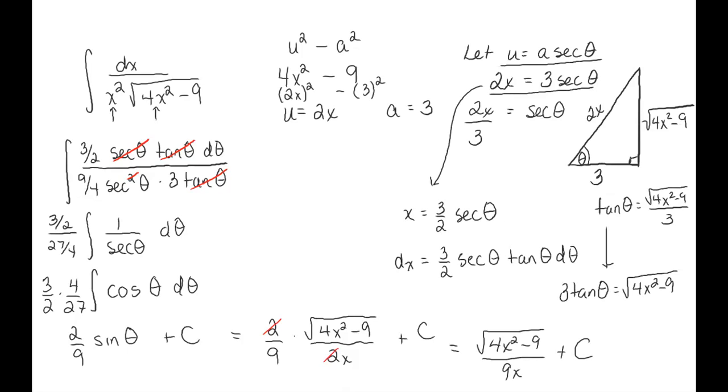Okay, so there we are. Square root of 4x squared minus 9 over 9x plus c. And a check should reveal that that's correct. Or looking into Mathematica should reveal that that's correct. Or doing that on your calculator should reveal that that's correct, depending on which calculator you have. And which problem was that one? That was number 8. That worksheet.